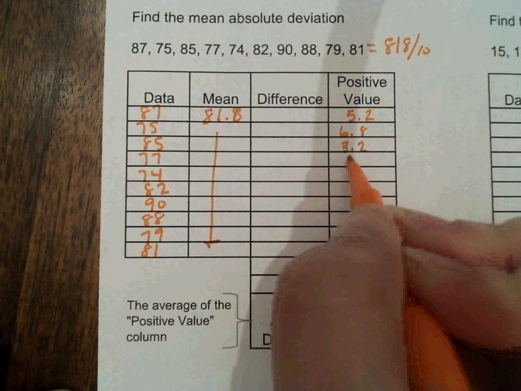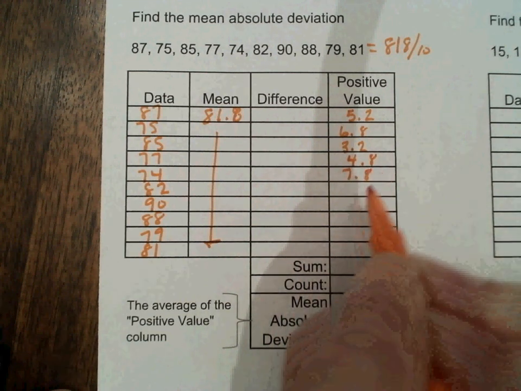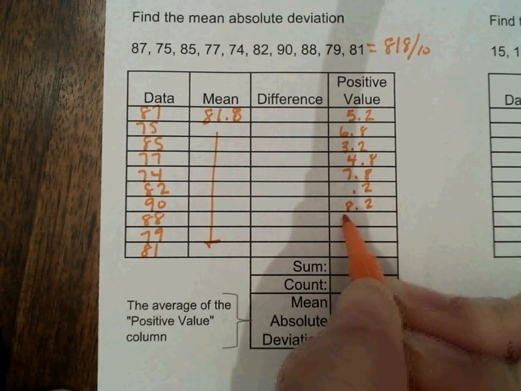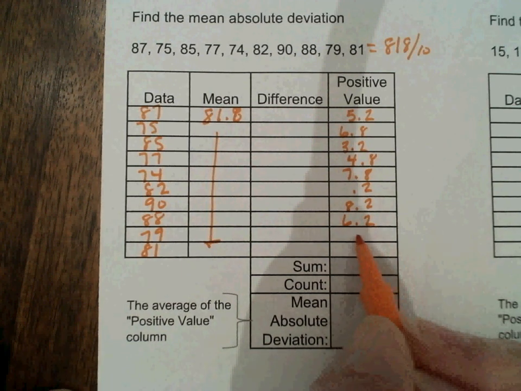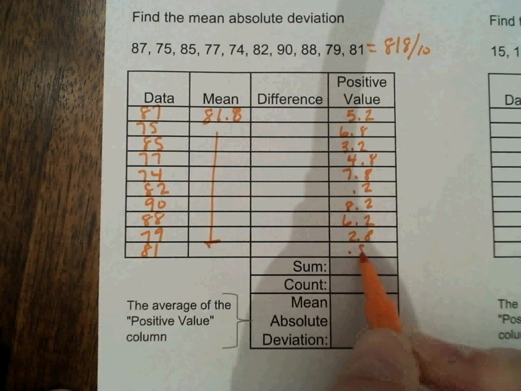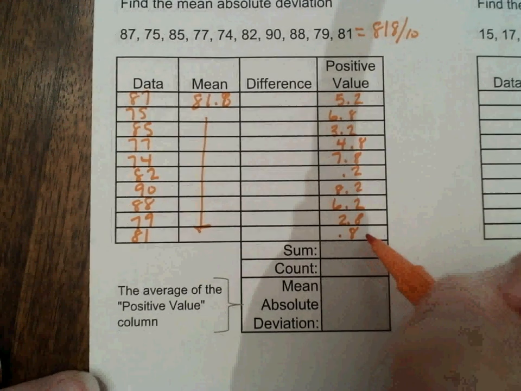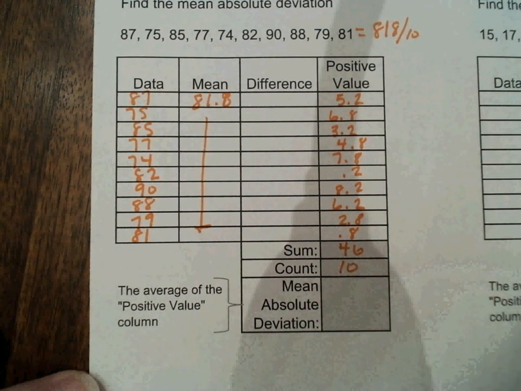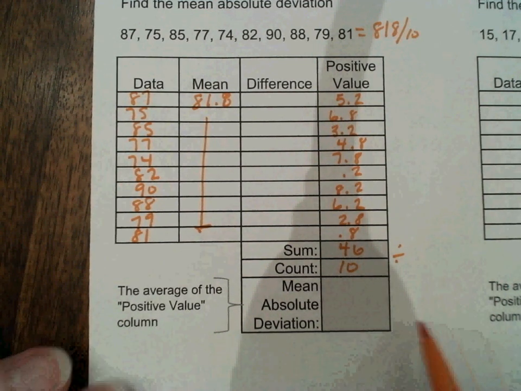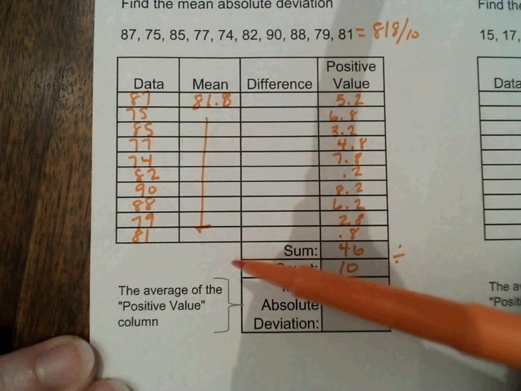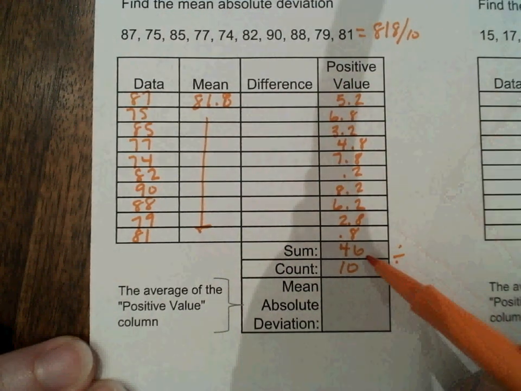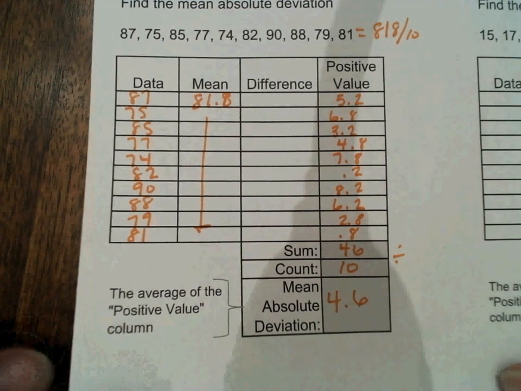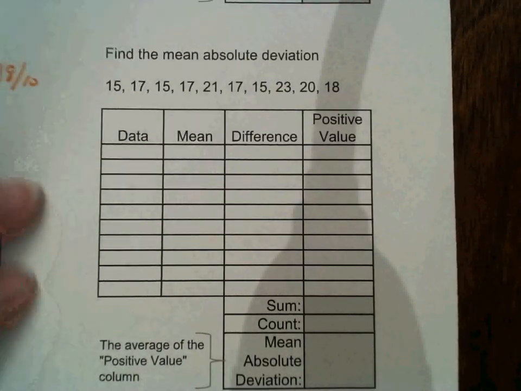3.2, 4.8, 7.8, 0.2, 8.2, 6.2, 2.8, and 0.8. Taking a second to add all these up, I'm left with 46. I want to divide by 10 because I have 10 of them. So I'm going to divide by 10 to find my mean absolute deviation. So I found the mean, I subtracted, I made them positive, I added them up again to find the mean again. So I found the mean twice and I'm left with 4.6.